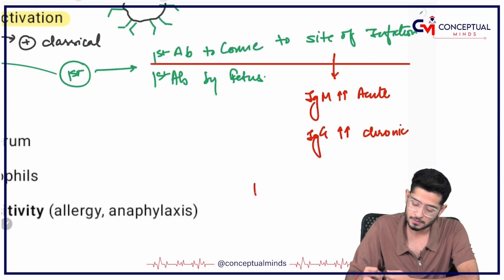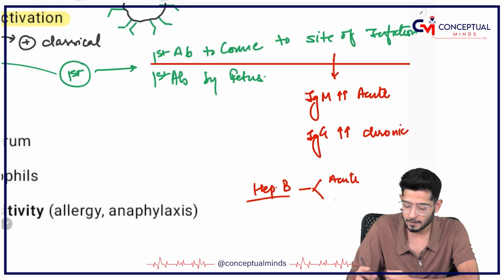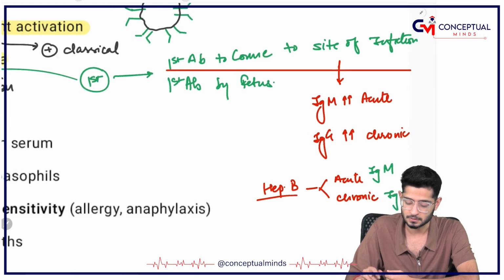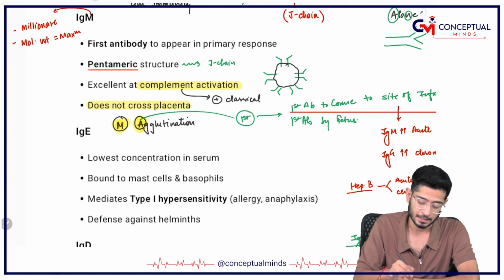That's why if you want to see, for example, in hepatitis B whether it is acute or chronic, then you have to check for which one. If it is IgM, it is going to be acute. If it is IgG, it is going to be chronic.